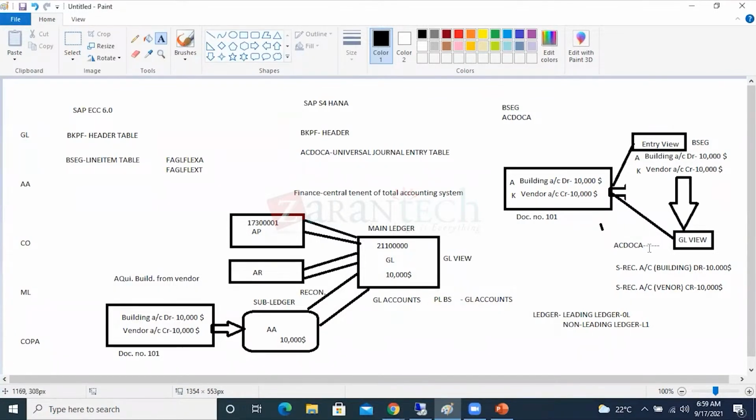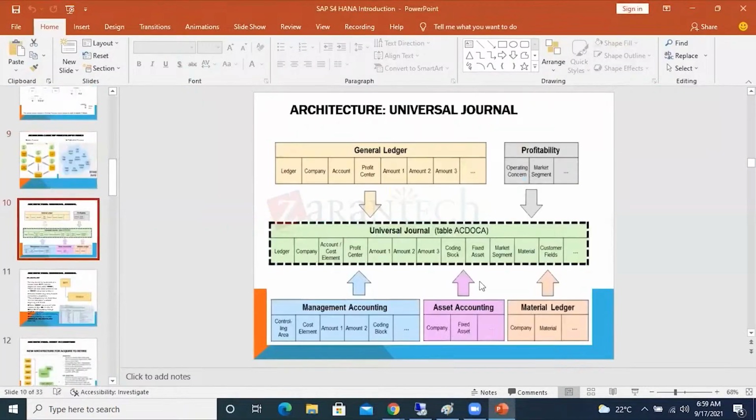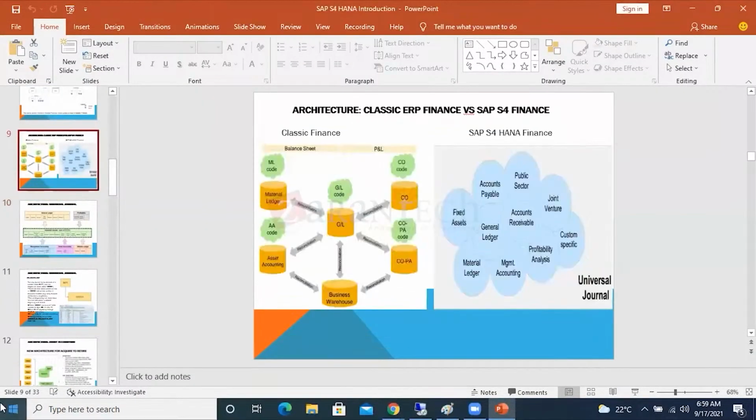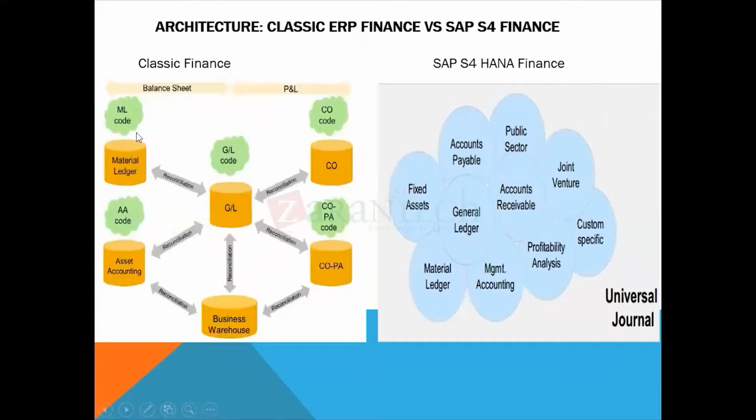The ACDOCA table is a new universal general entry table for the ledger view. Very, very important. I need to talk about the ACDOCA table. So what do we understand here? What do you see about this particular diagram here? Earlier we used the reconciliation process between the subledger and your main ledger.